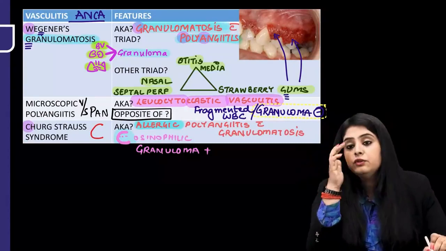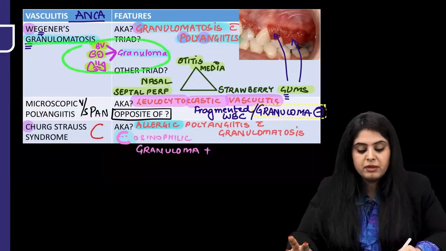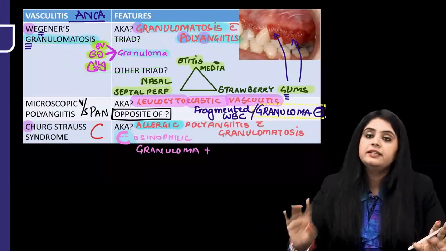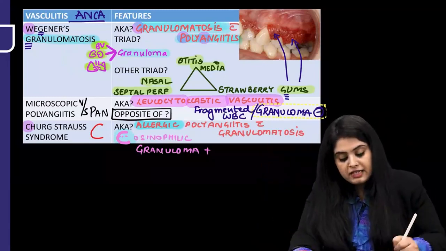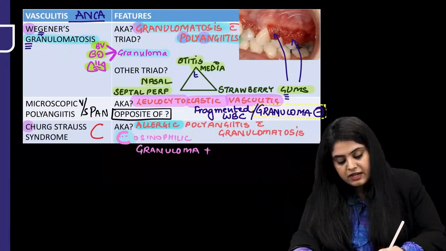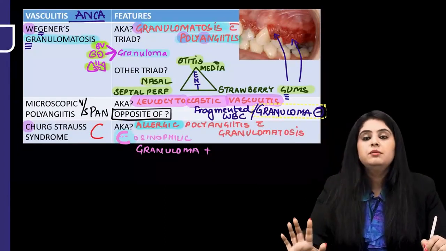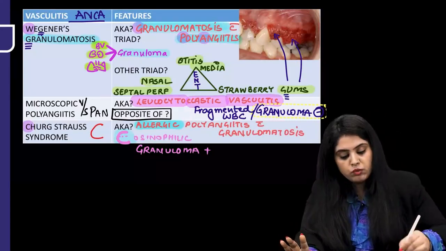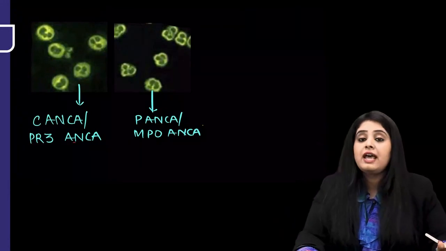Please don't get confused. So repeating, what are the two triads? Firstly, granulomatosis means granuloma is going to be everywhere. That is triad number 1: granuloma in blood vessel, kidney and lungs. Second is the ENT triad, which we write so that you remember: otitis media, nasal septal perforation, strawberry gums. Then Wegener's granulomatosis is done. What was common between all three of these? They were associated with an antibody called ANCA.